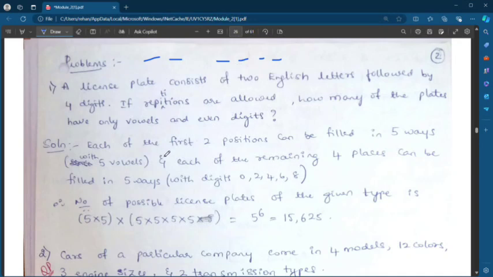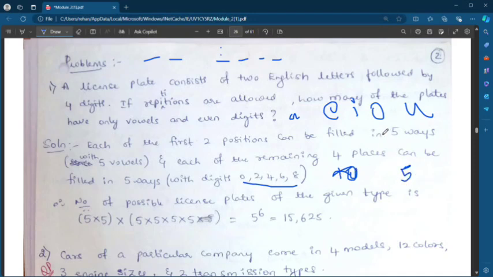Each of the first two positions can be filled in 5 ways, because A, E, I, O, U are the vowels. So each of the two positions can be filled in 5 ways, and each of the remaining 4 places can be filled with even numbers. So each digit can be only a single digit, right? So I'm taking single-digit even numbers, 0 to 8 only. I could consider 10, it is also even, but I cannot place that in one place because it contains 2 digits. So I am taking only 0 to 8. So how many numbers do I have here? 5. So simple.